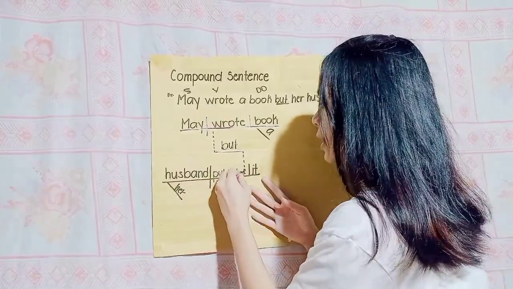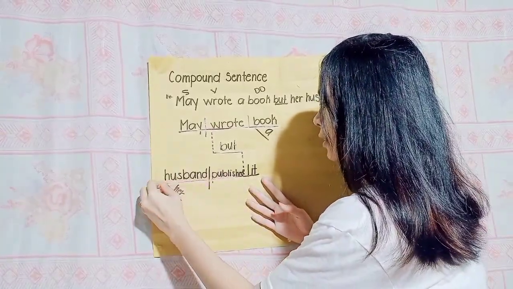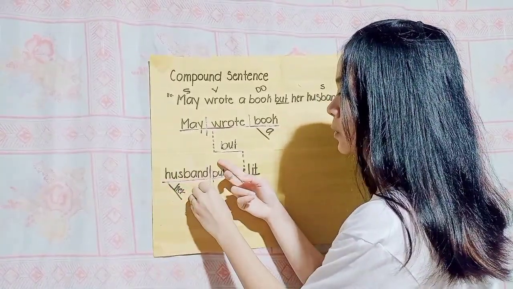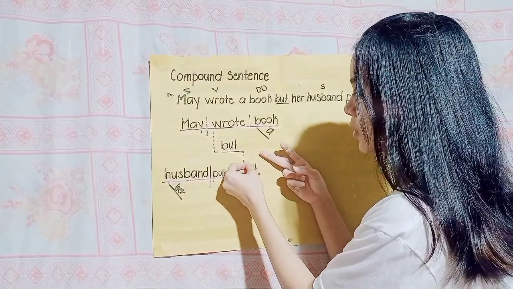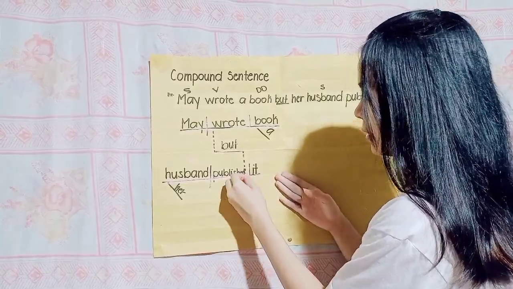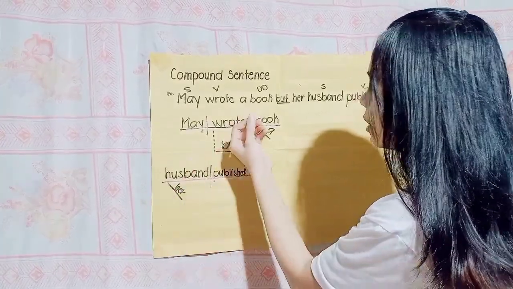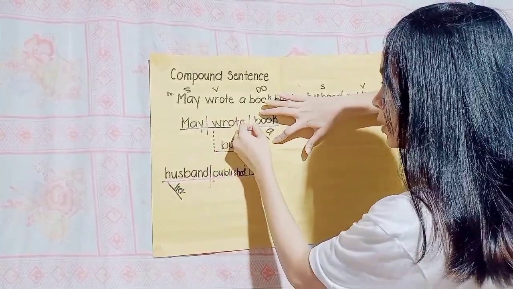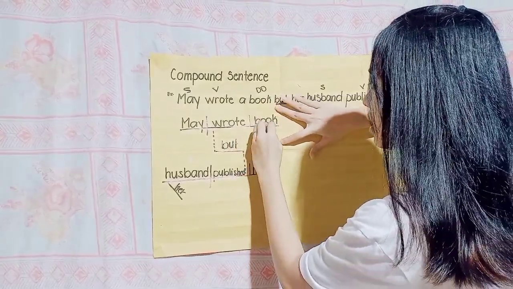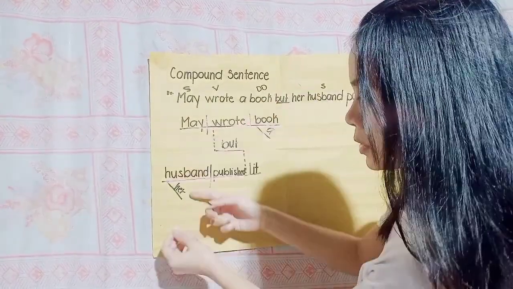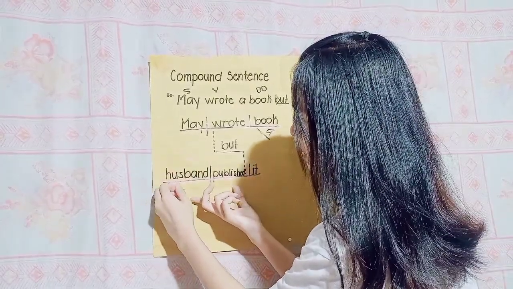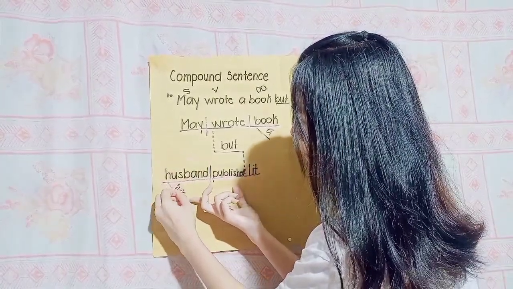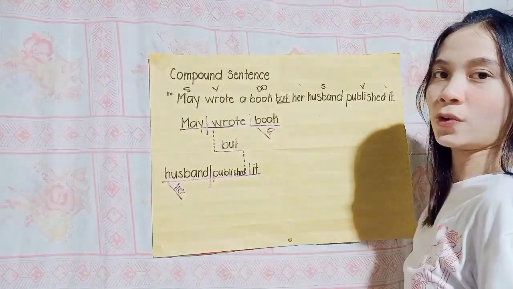Again, we're going to draw a horizontal line and a vertical line to divide these two. Published it. A book which is modified by a, and husband which is modified by her. So that's all.